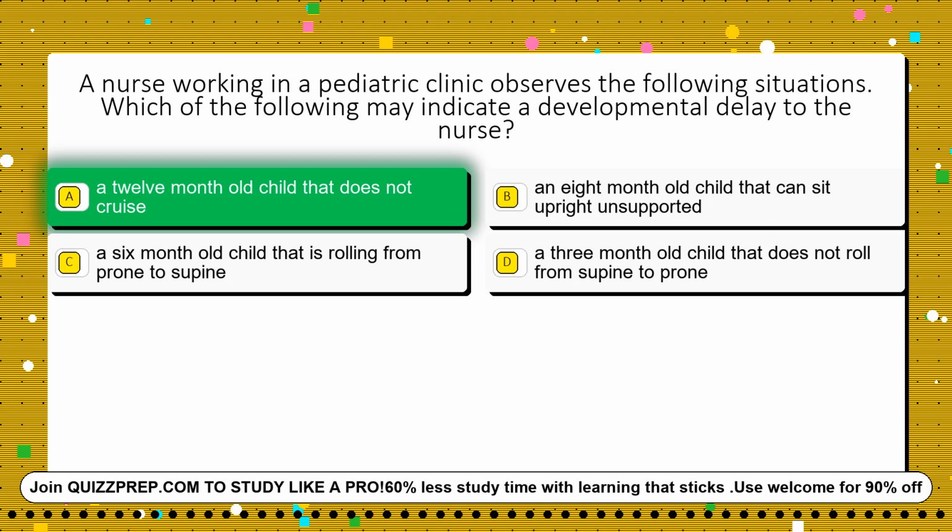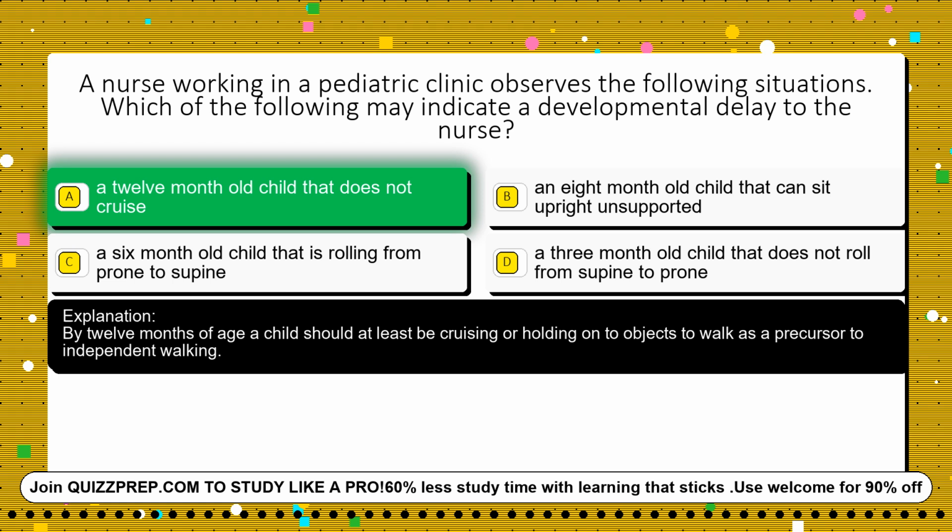The correct answer is option A, a 12-month-old child that does not cruise. By 12 months of age, a child should at least be cruising or holding on to objects to walk as a precursor to independent walking.